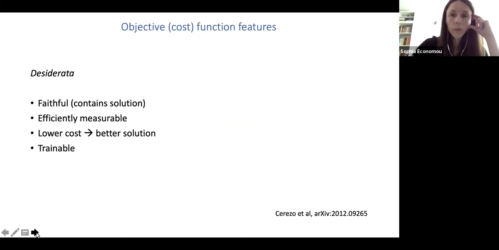What you want from an objective or cost function is articulated very nicely in a recent review paper. They point out four different desiderata. One is that it had better contain the solution. Sometimes we call this exactness; they call it being faithful. It has to be measurable. And it should be such that as you get lower outcomes for this measurement, you approach the solution more. I don't think this is an obvious thing, but in general you would probably want it. And then you want it to be trainable. I'll touch upon this a little bit.